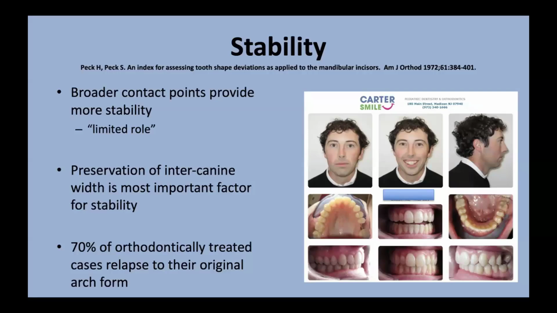It's like distribution of weight, as if you're wearing a 120 millimeter stiletto or a flat shoe. You're just more stable with that broader base. We know that when we violate that intercanine space, we do have a lot of relapse. But if teeth are properly positioned in the bone with proper torque and proper contact points, we will be more stable.